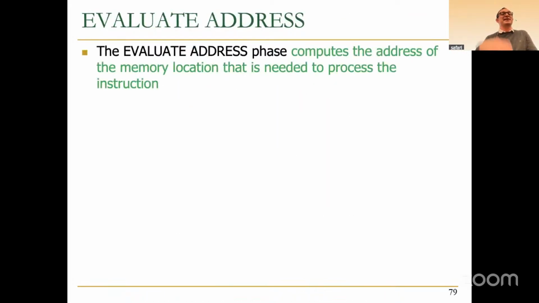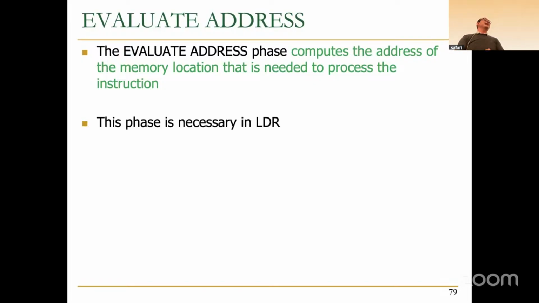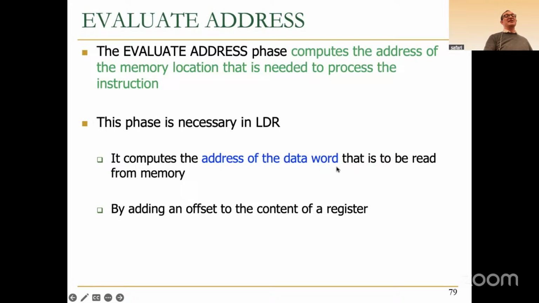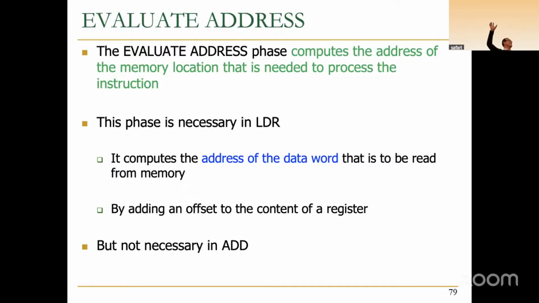The next phase in execution is evaluate address phase. This computes the address of the memory location that is needed to process the instruction. So this phase is necessary in LDR because it requires access to memory, and you need to evaluate the address that you need to access. So in LDR, you need to compute the address of the data word that is to be read from memory by adding an offset to the content of a register, if you remember, base plus offset addressing mode. This is not necessary in add, so add doesn't have a state in the finite state machine for this.